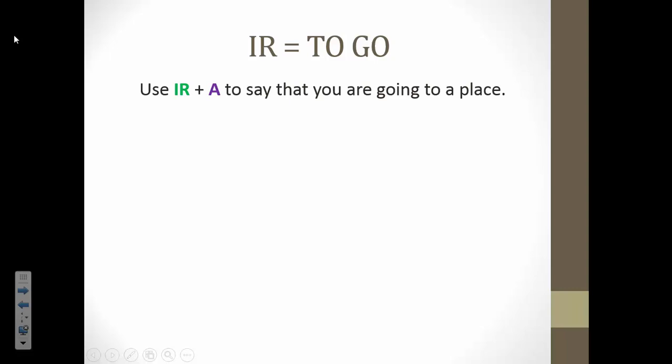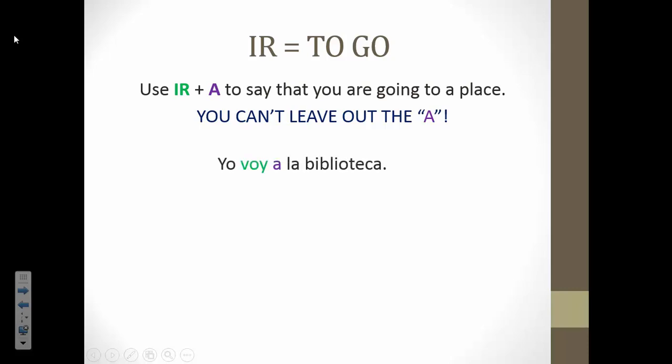Okay, now you have to use a followed by ir to say that you are going to a certain place. So think of the a as to. So I'm going to a certain place. You cannot leave out the a. For example, yo voy a la biblioteca means I go to the library. So notice here we have a followed by the form of ir. Okay, so we're saying I go to the library.